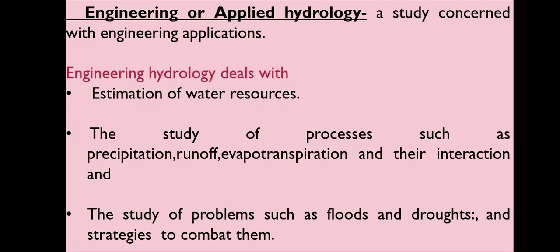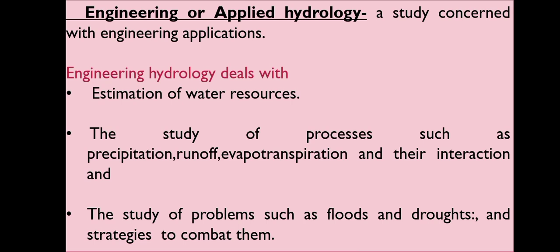Basically, hydrology is an applied science, but sometimes it is classified into two categories. The first one is the scientific hydrology, and the second one is the engineering or applied hydrology. This engineering hydrology is the one with which we would be dealing in the future. Engineering hydrology generally deals with estimation of water resources, the study of processes such as precipitation, runoff, evapotranspiration, and their interaction, and it also deals with the study of problems such as floods and droughts.